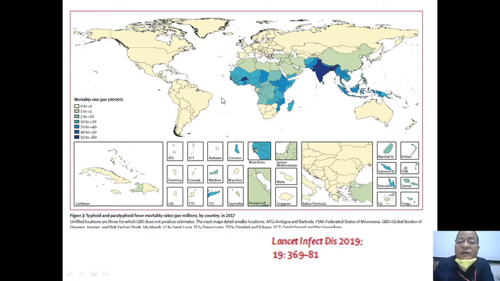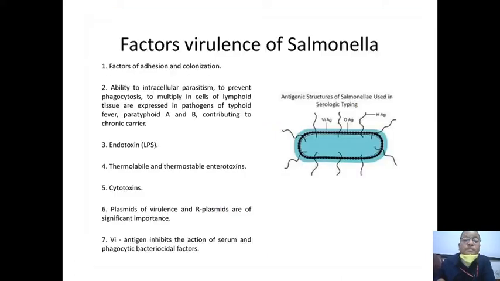The mortality rate due to enteric fever is mostly in the developing country, and unfortunately India has the highest number of mortality in terms of per 100,000 population. As you see, it's between 50 to 80 per 100,000 population. So this is a public health problem associated mostly with the developing country.